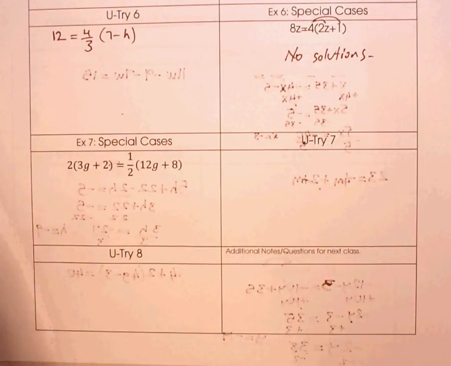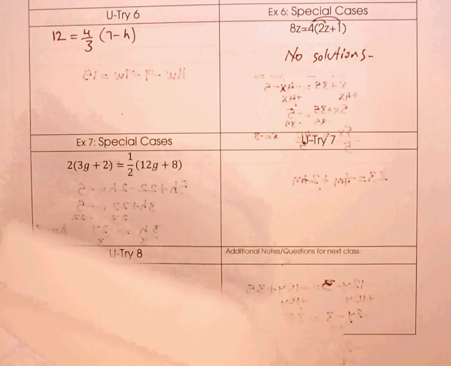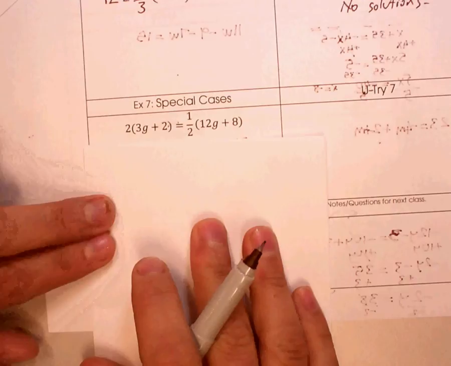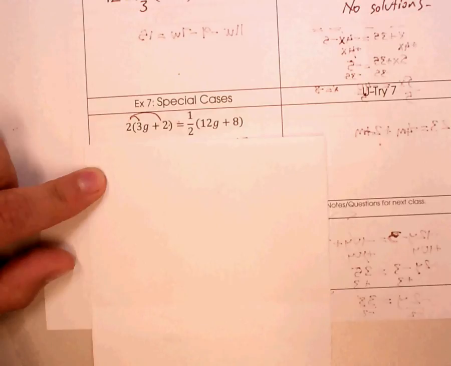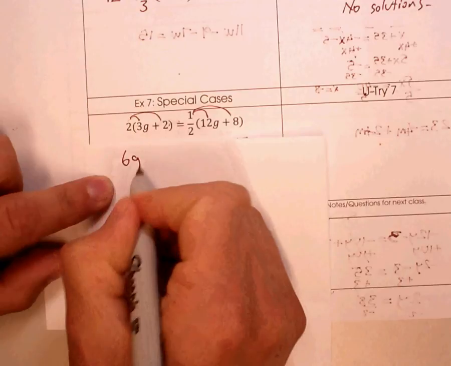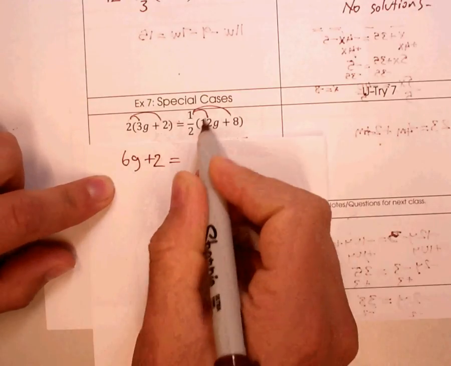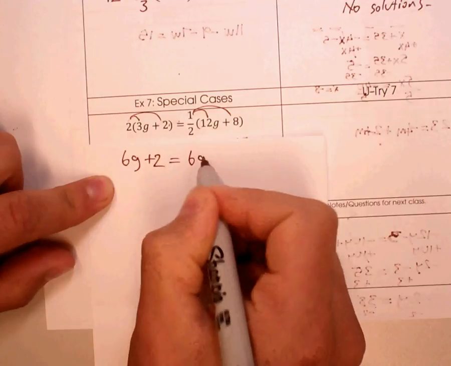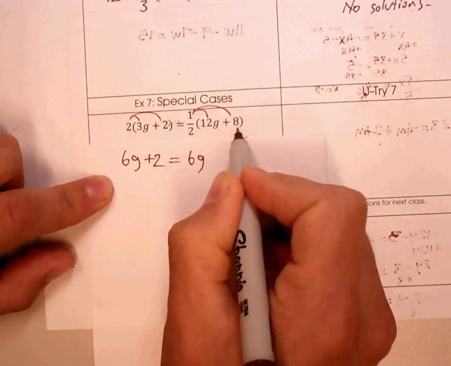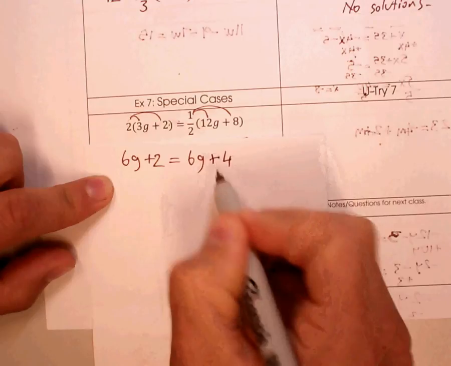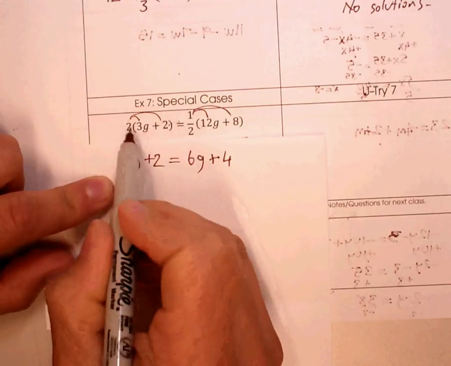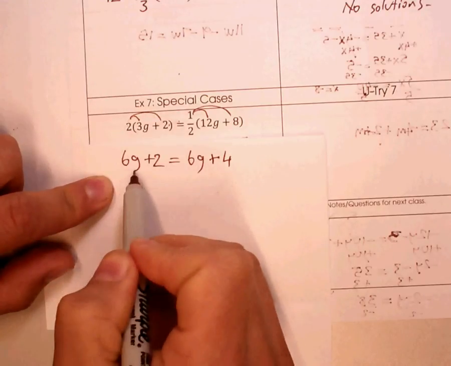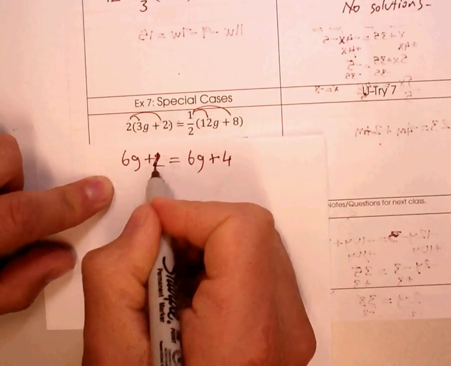Here's the second example, number 7. It's also a special case scenario. We can distribute the 2 on one side, and we can also distribute the fraction on the other side. On the left side I'll have 6g plus 2. On the right side, 1/2 times 12 is 6g. 1/2 times 8 is 4. That's plus 4. It looks like I made an error here. 2 times 3g is 6g, and 2 times 2 is also 4.